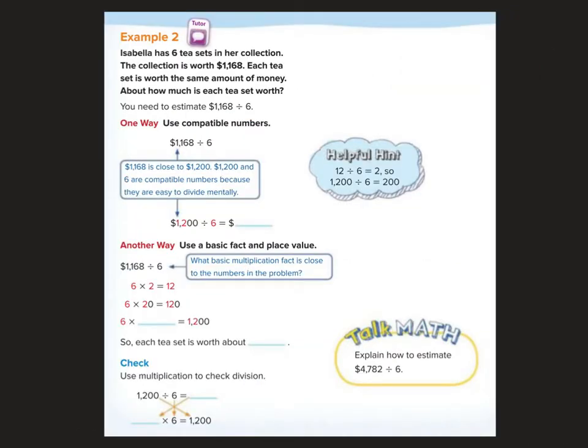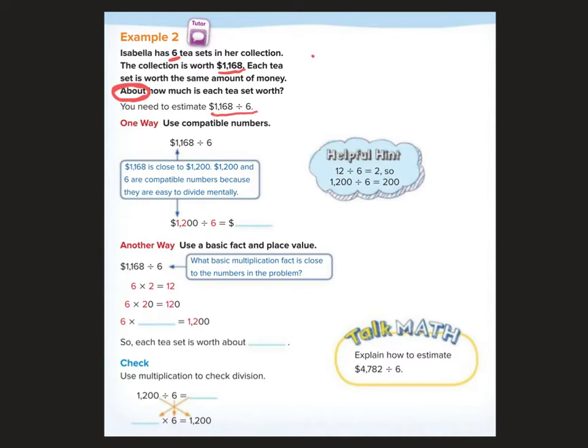Isabella has 6 tea sets in her collection. The collection is worth about $1,168. Each tea set is worth the same amount of money. About means estimate, right? When we see about, we estimate. How much is each tea set worth? So we're going to estimate 1,168 divided by 6. Okay?